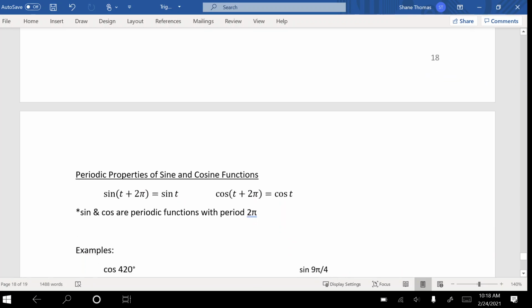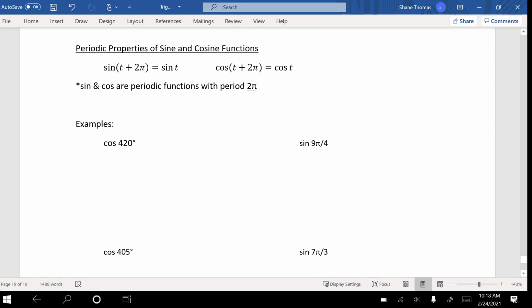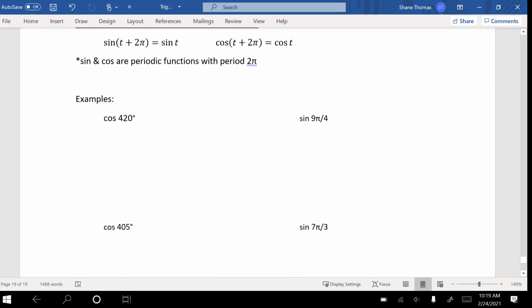All right. So the periodic properties of sine and cosine functions are based off of 2 pi. So basically, if you want the function of something, you can take the 2 pi away. So if you have the sine of 3 pi, that is the same as the sine of pi because it was pi plus 2 pi. So this is what this means, and we'll use this right here. Sine and cosine are both exactly the same. It's whatever that extra is, and they're periodic functions with a period of 2 pi.